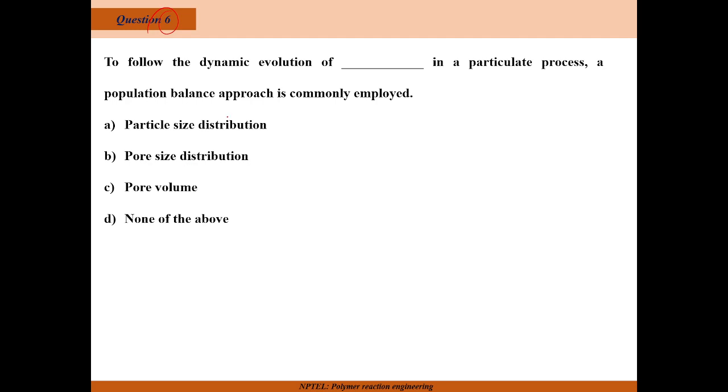Follow the dynamic evolution of dash in a particulate process. A population balance approach is commonly employed. Options: particle size distribution, pore size distribution, pore volume, none of the above. We have learned about this population balance approach in this lecture. According to the population balance approach, which is the most commonly used quantity to understand the dynamic evolution of the polymerization: particle size distribution, pore size distribution, pore volume, or none of the above?